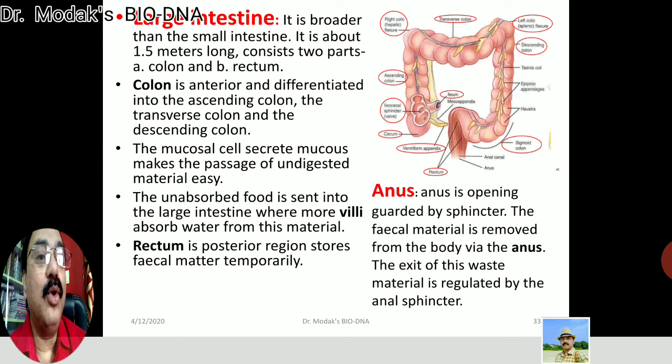You are sitting at home and taking very interesting, tasty food prepared by your mother, but how this food is digested and how it is useful for our human body, we have learned as a part of our syllabus. So with this I conclude today.